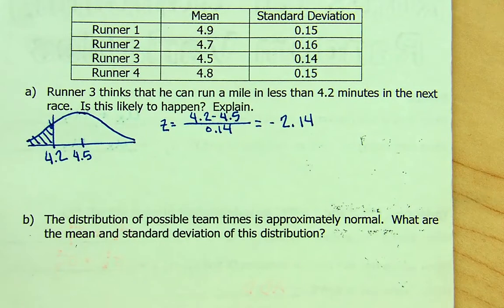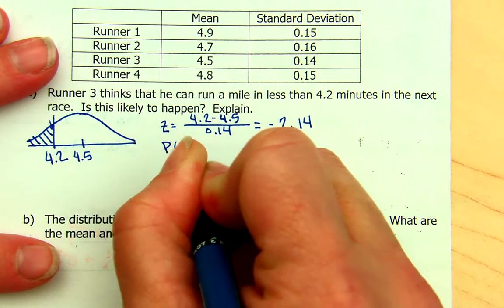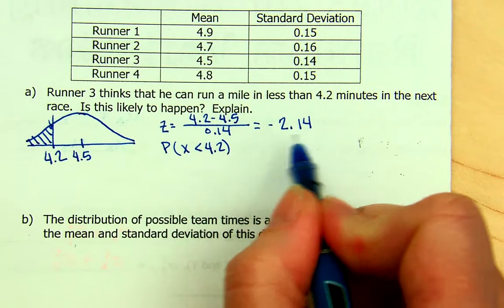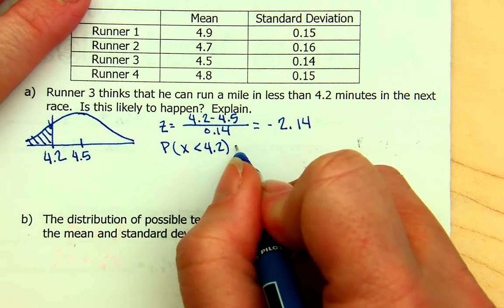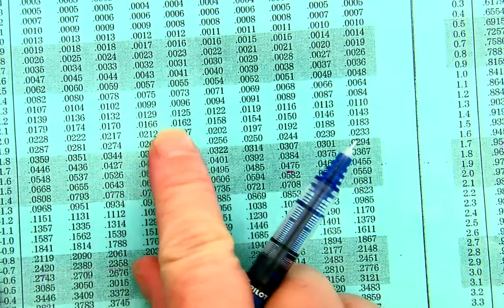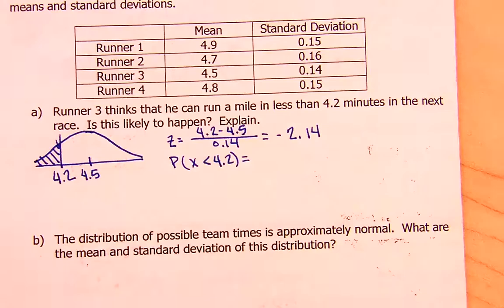So on the z-score table, it only goes to 2 decimal places for z-scores, so we always round it to 2 decimal places. So we want the probability of the time being less than 4.2. So we're looking on the z-score table at negative 2.14, and we want shaded to the left, which is what we have and what is on the table. So we're just looking at that value. So negative 2.14 would be right here, 0.0162.